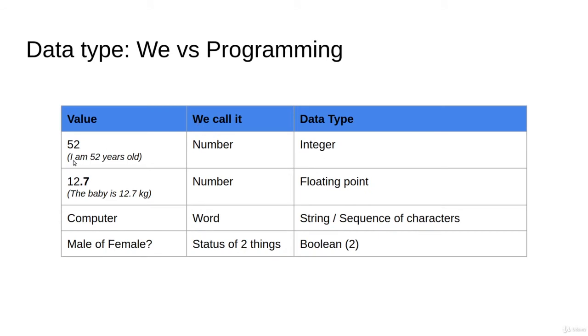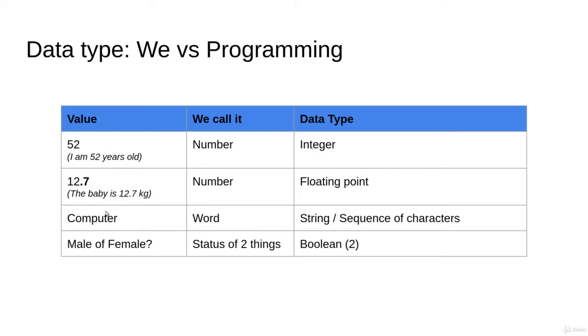Thinking like, I am 52 years old. 52 here is a number. We call it an integer. The integer here is the data type of this number. Or like this baby is 20.7 kilograms. We again consider 20.7 as a number, but we call it here a floating point. The difference here is it always involves this dot and this fractional part.